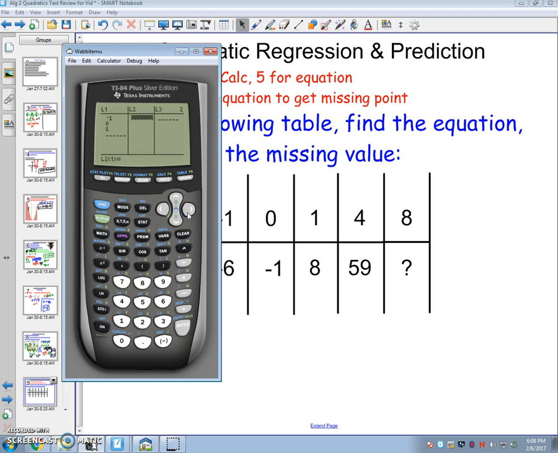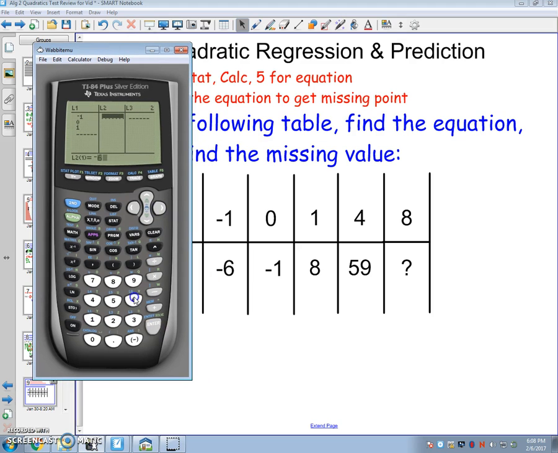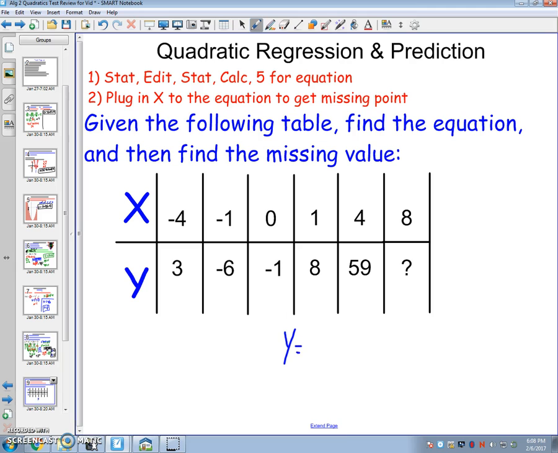Over here, it's negative 6, negative 1, 8. Make sure you type in correctly. If you type in a number wrong, forget a sign, you get it wrong. Stat calc 5. Here's my equation. a is 2, b is 7, c is negative 1. So y equals 2x squared plus 7x minus 1. And instead of y, I could call this f of x, the same thing.